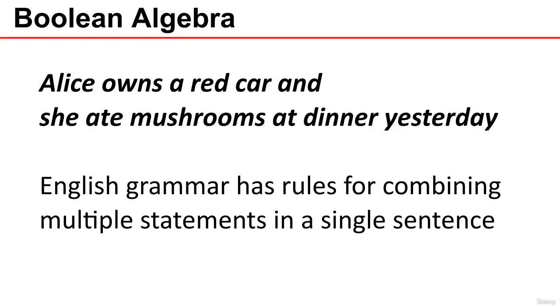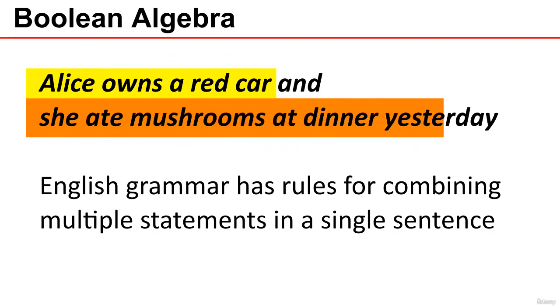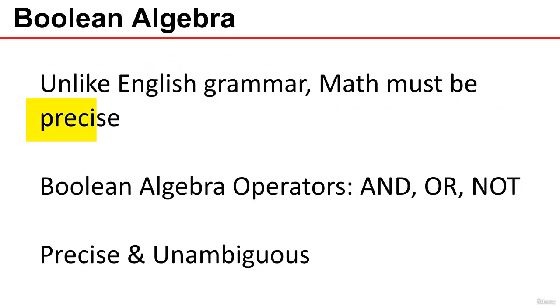When we speak with our friends, we can combine these statements. We might say, Alice owns a red car and she ate mushrooms at dinner yesterday. We have combined two different ideas using the rules of English grammar. Alice owns a red car and Alice ate mushrooms at dinner yesterday. But English grammar is imprecise. For math, we need a precise grammar on how ideas are to be combined. This mathematical grammar is Boolean algebra.